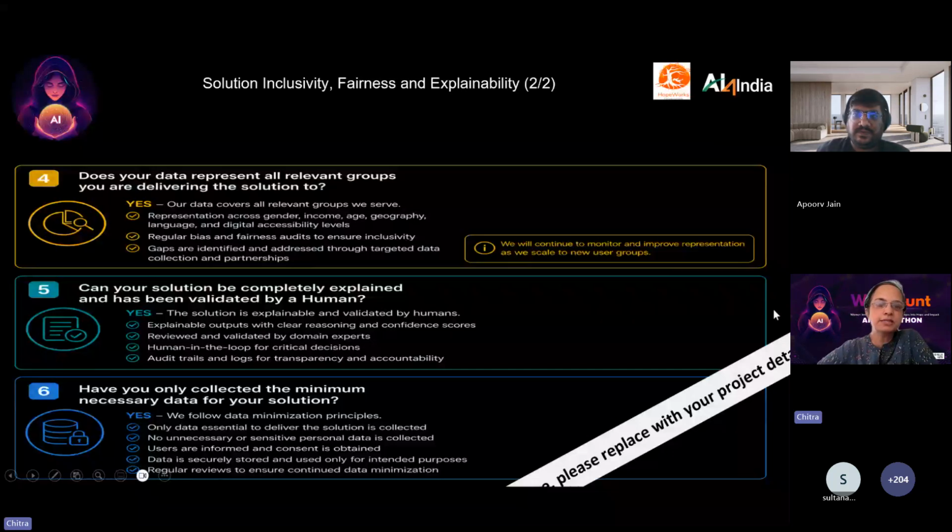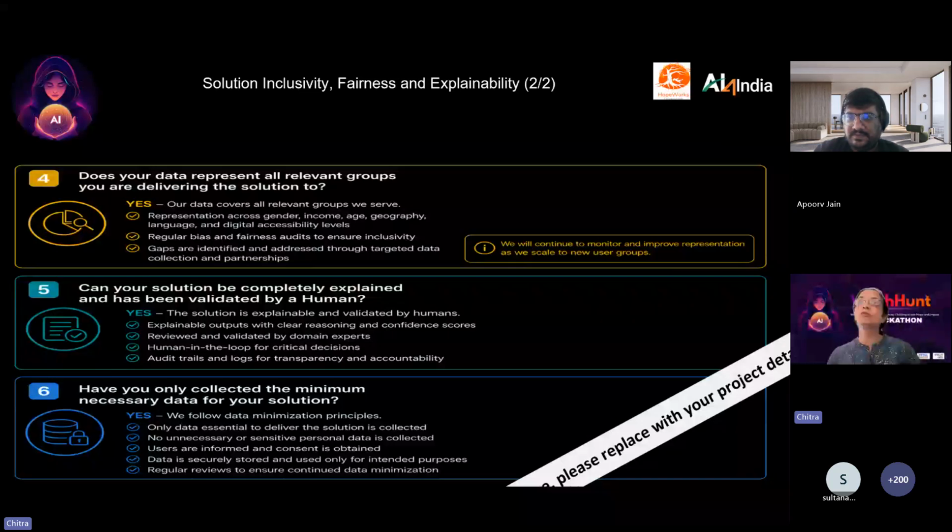Okay, and just the last point here is, have you only collected the minimum necessary data for your solution? Very often when we build models, in the very first stage when we examine data, we may not need all of it. Very often we end up collecting a lot more data than we really need. So how did you go about addressing that? Did you only use data that was essential to deliver the solution? How did you deal with sensitive personal data? Sometimes you would have collected demographic information along with PII information, so how did you deal with it?